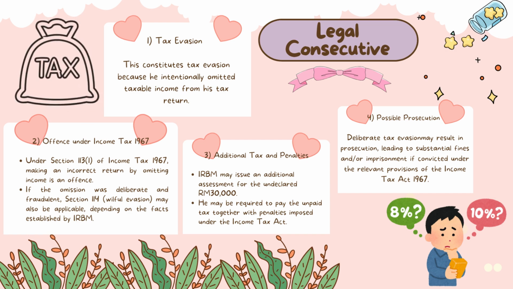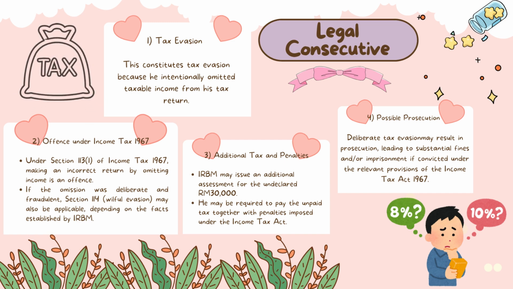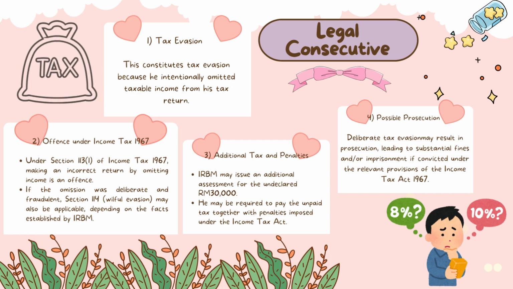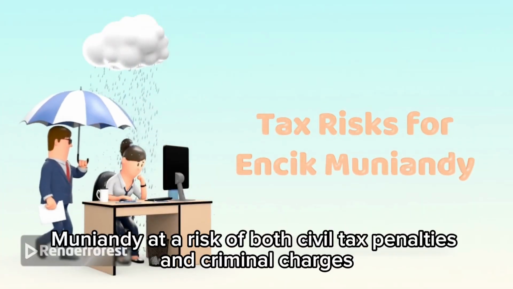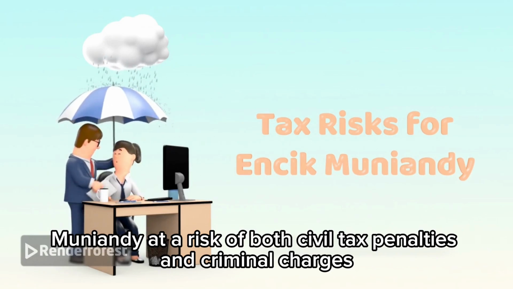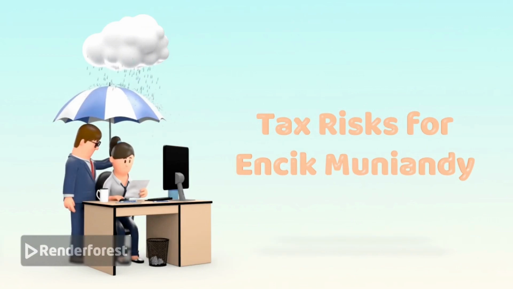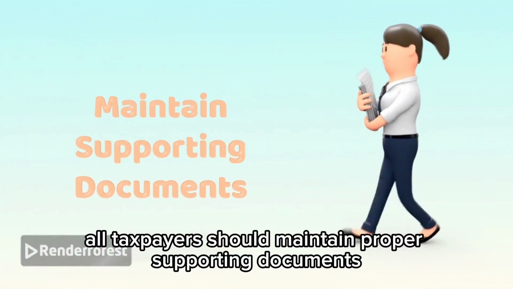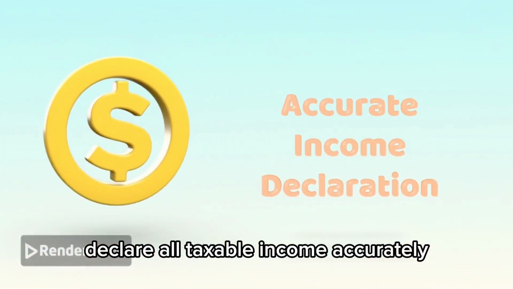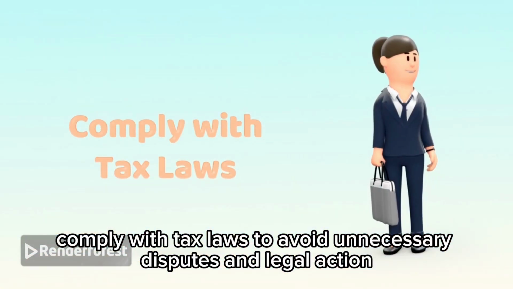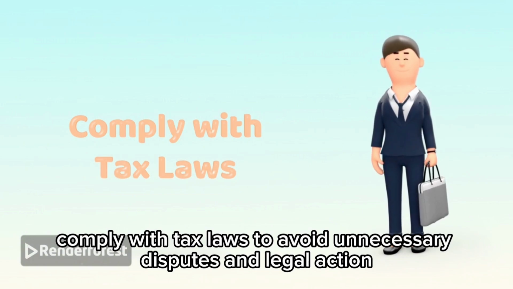If found guilty, he could face substantial fines and, in serious cases, imprisonment under the relevant provisions of the Income Tax Act 1967. This situation puts Encik Muniandi at risk of both civil tax penalties and criminal charges. All taxpayers should maintain proper supporting documents, declare all taxable income accurately, and comply with tax laws to avoid unnecessary disputes and legal action.